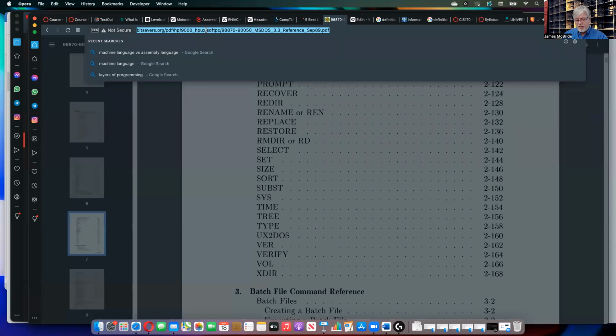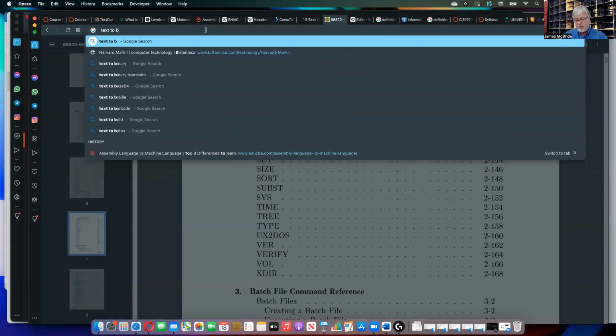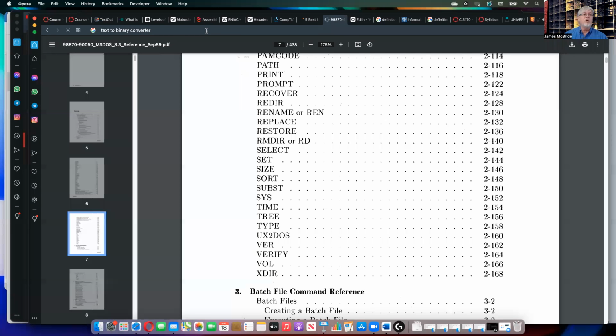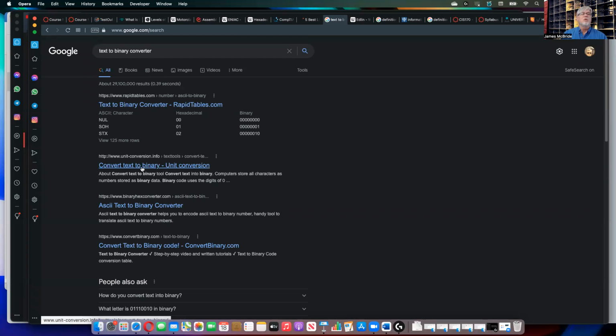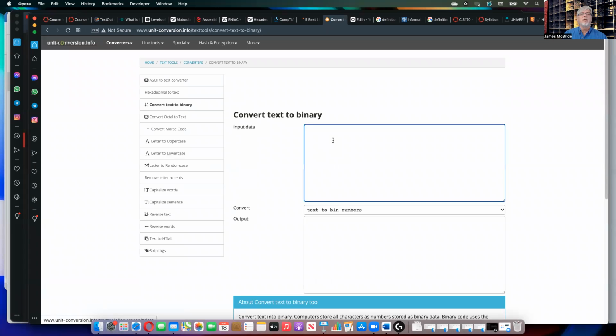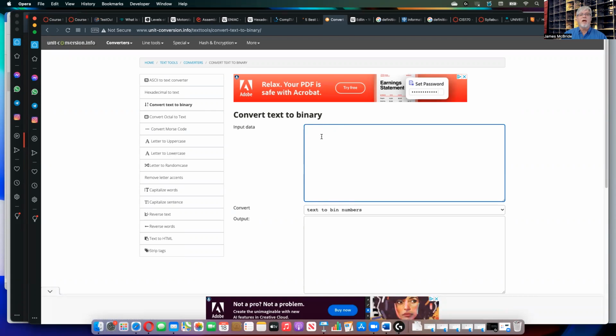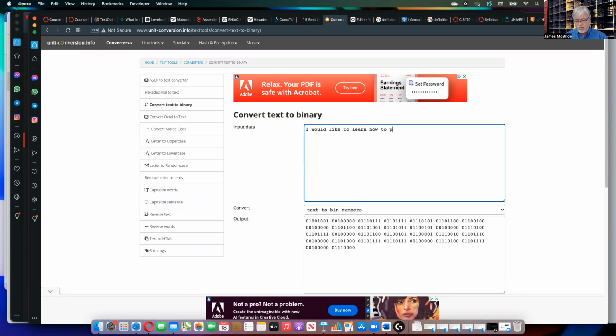So let's look up a text binary converter. You may not have known those exist, but they do. So let's just do a unit conversion here, and let's input some text to binary. See, so this converter says text to binary. So I would like to learn how to program binary. And as I've typed here, you can see what the binary value is.